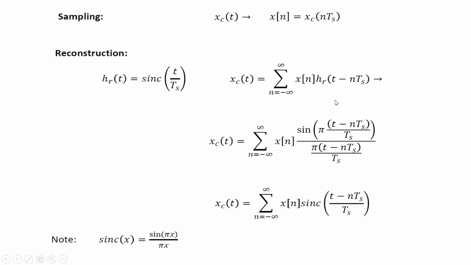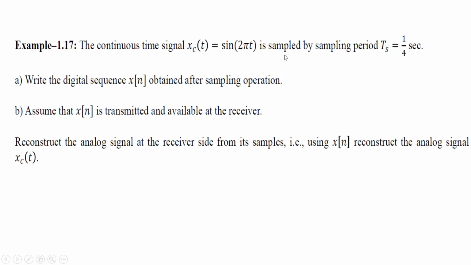Now we will use this expression, and we will write the code using this expression to recover the signal back. Before we do the MATLAB coding, let us try to understand the process through an example in which the continuous time signal is given and the signal is sine 2 pi t. This signal is sampled with a sampling period of 1 by 4 seconds. We need to write the digital sequence xn obtained after the sampling operation. Assume that xn is transmitted and available at the receiver. Now we need to reconstruct the signal using this digital sequence xn, which is available at the receiver.